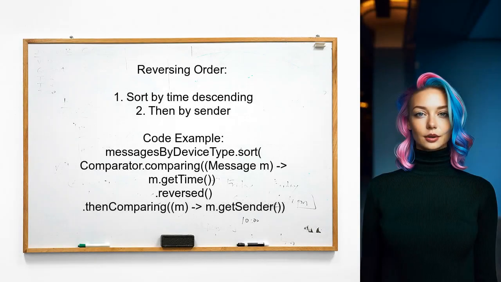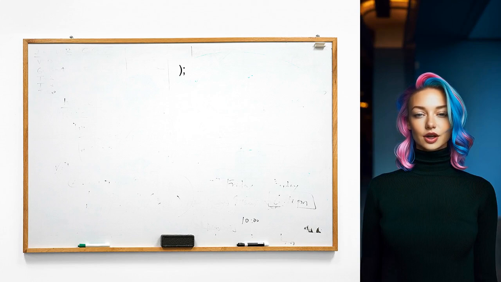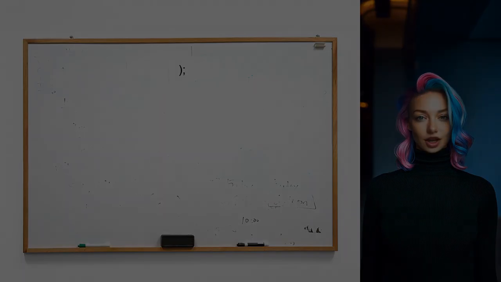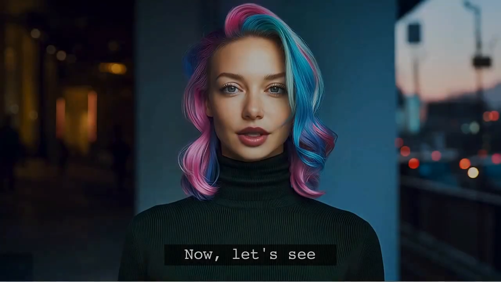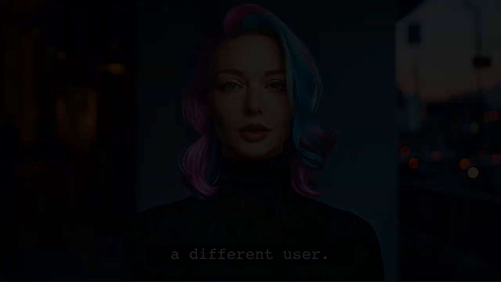For example, to sort by time and then by sender, you can use thenComparing. To reverse the order of sorting, you can use the reversed method. For instance, to sort by time in descending order and then by sender, you can chain reversed. Now, let's see a response from a different user.